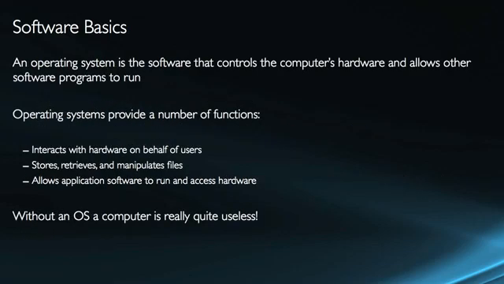An operating system is the software that actually controls all the hardware, and it's software that allows other software programs to run. So the operating system does a number of things on my behalf. It interacts with hardware for me. It stores, retrieves, and manipulates files on the disk drive and in memory. It allows application software to run and access hardware. And so in reality, without an operating system, which is just a base level of software, a computer is completely useless. You have to have an operating system to use the hardware. You have to have an operating system to run other programs. So that's the first category.